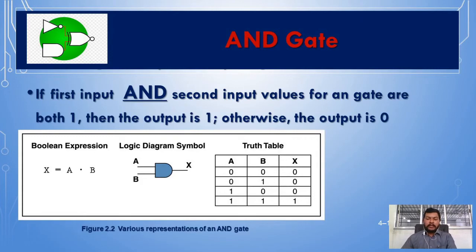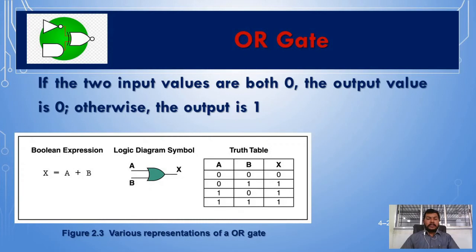The third basic gate is the OR gate. If the two input values are both 0, the output value is 0, otherwise the output is 1. So the Boolean expression shows that x equal to a plus b. The logic diagram symbol of the OR gate has 2 inputs, and this is the symbol. As you are able to see, these are curved, and these are 2 inputs and x is the output.